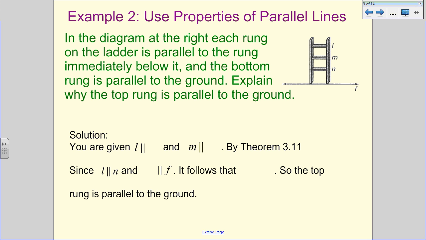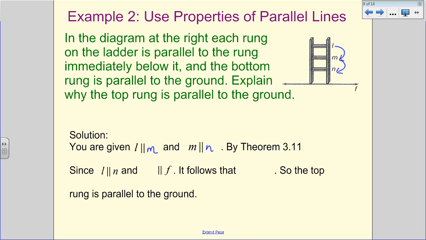So what we're given, we're told that L is parallel to M. It's parallel to the one immediately below it. And we know M is parallel to N, the one immediately below it. So by theorem 3.11, if two lines are parallel to the same line, then they're parallel to each other. So L is parallel to N.